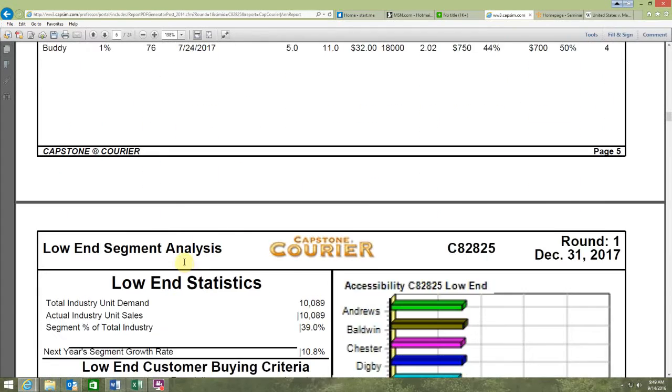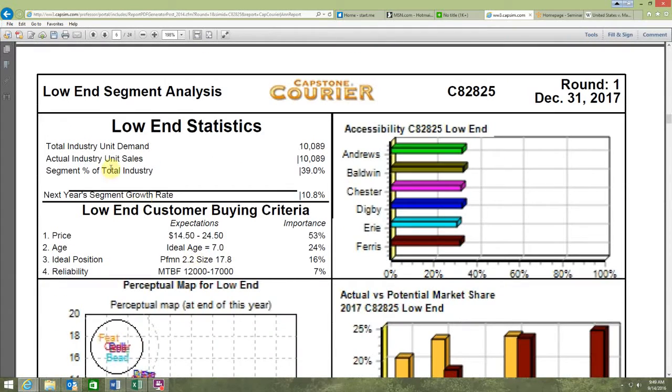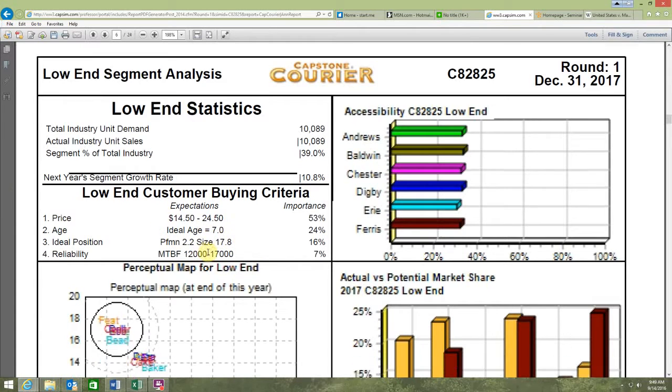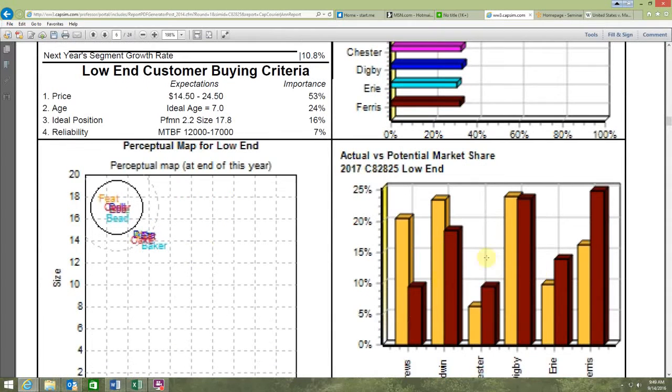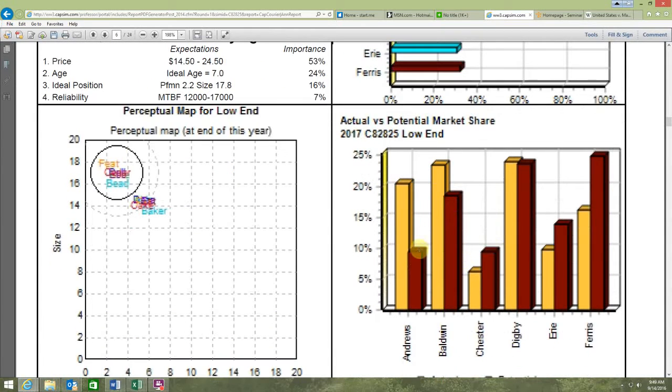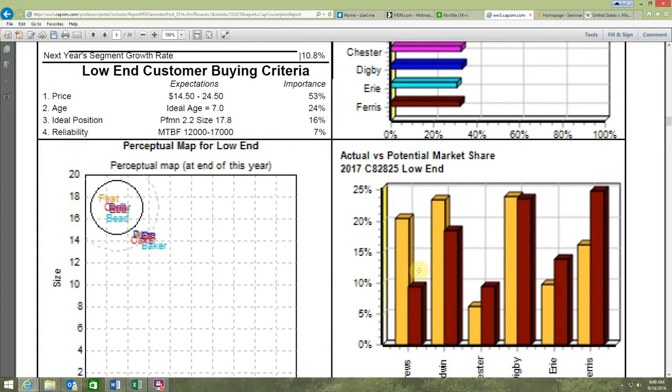So again, I like to go through these and really take a look. I won't look at each one, but your customer buying criteria changes with each particular one. Now here we go, look at this one. Wow. So Andrews only had this much potential, but this much in actual sales in the low end. What happened? Well, remember up above when we were talking about the low end, and we said that all the low end products actually ran out.